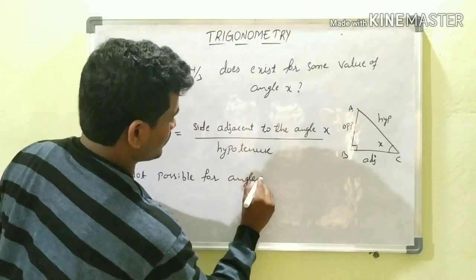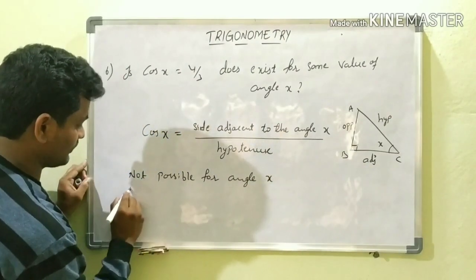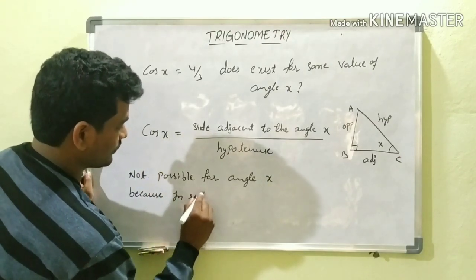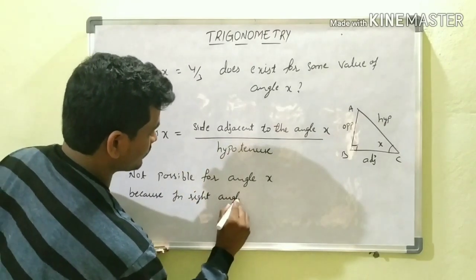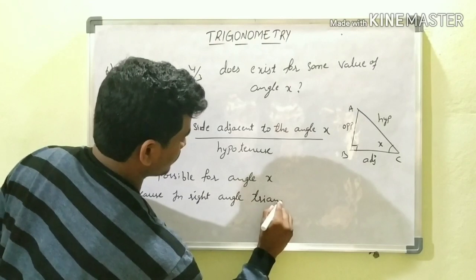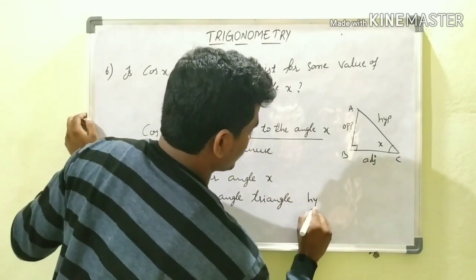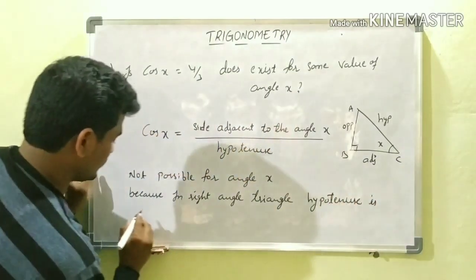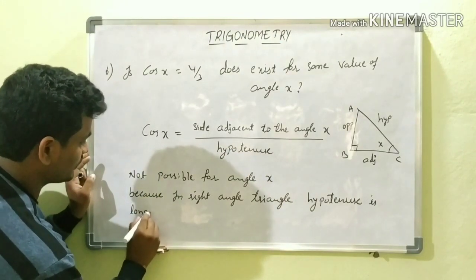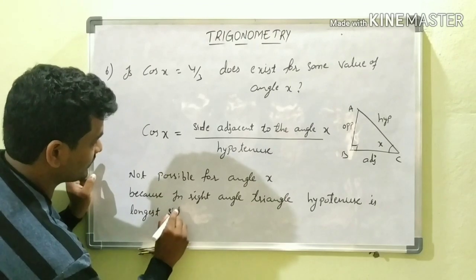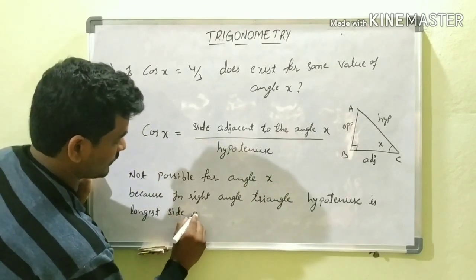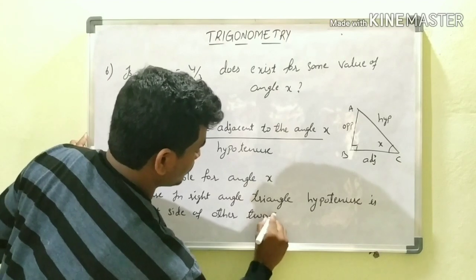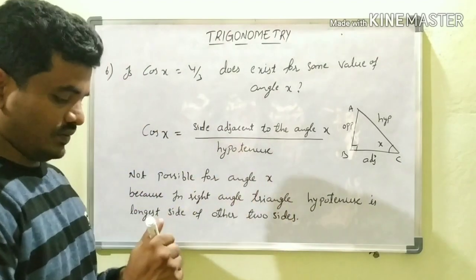For any angle x, because in a right angle triangle the hypotenuse is the longest side of the other two sides. Okay, like this you can write down.